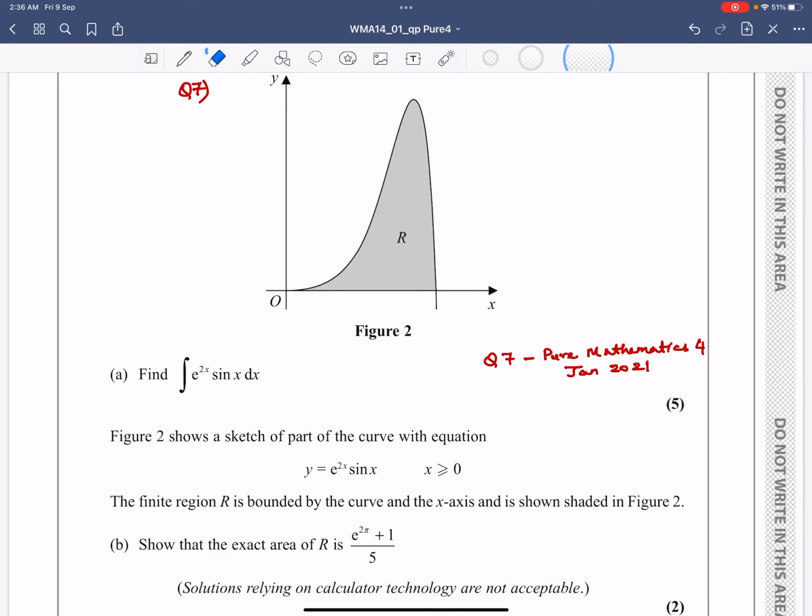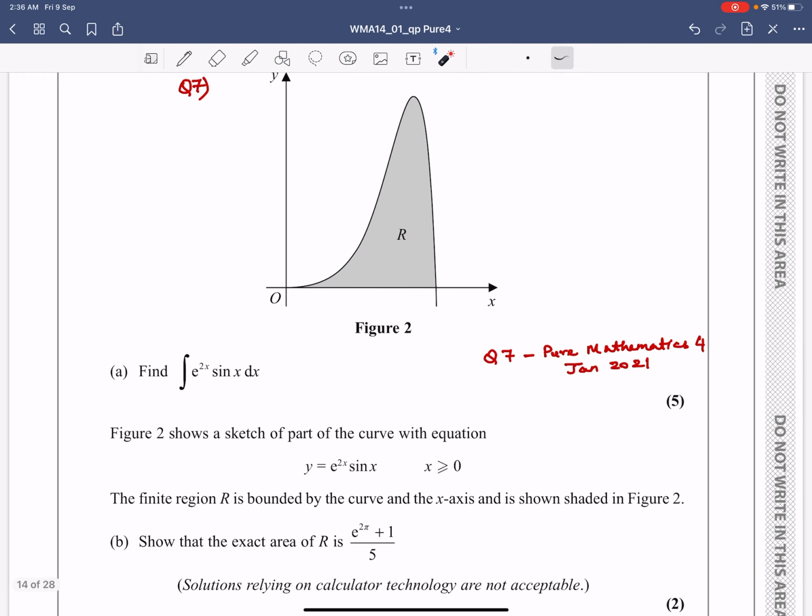This is question number 7 from Pure Mathematics 4 of January 2021. The question says Figure 2 shows a sketch of a part of a curve with equation y equals e to the power of 2x sine x. So what we need to do here is integrate e to the power of 2x sine x with respect to x. For this question, we will be using a method which is known as integration by parts.